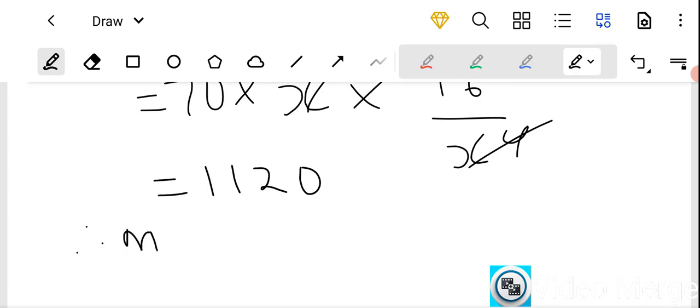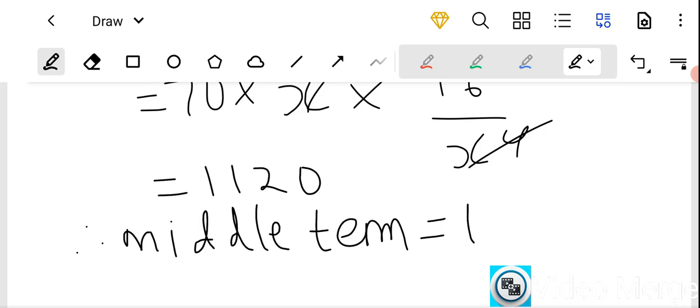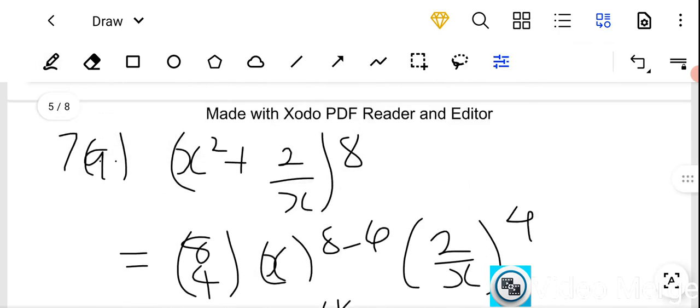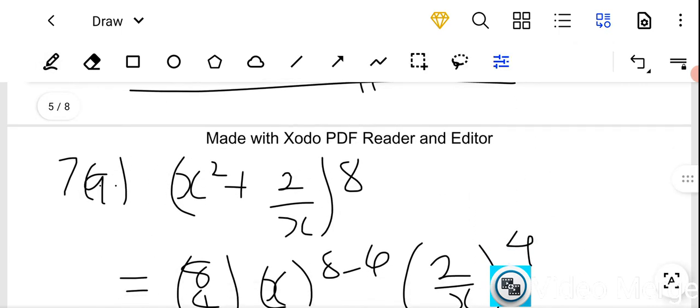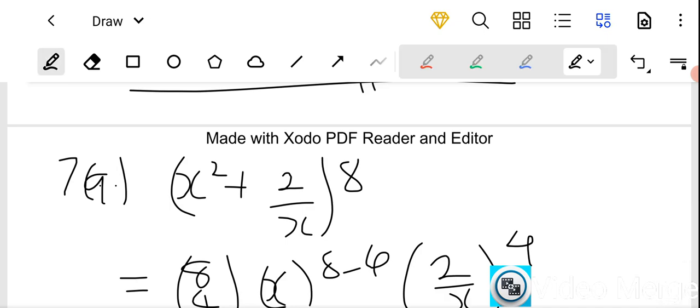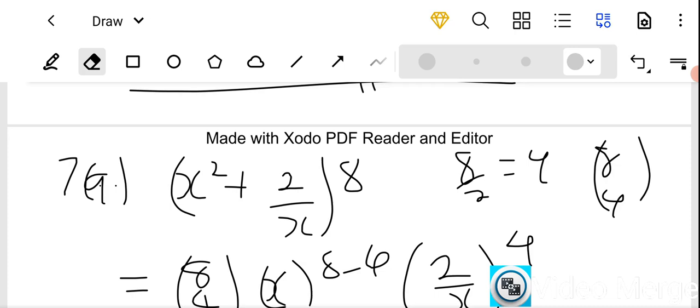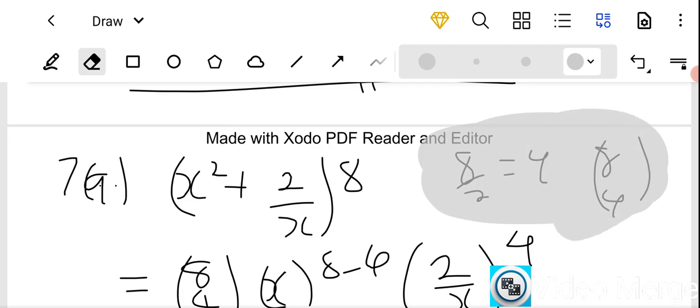Therefore, the middle term is equal to 1120 as your final answer. I hope you got what I did here. So I said that if you want to know the middle term, just do 8 divided by 2, which is 4. So it means 8 choose 4 will be your middle term.